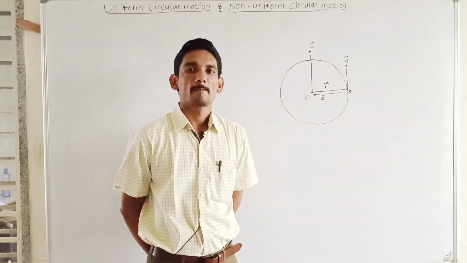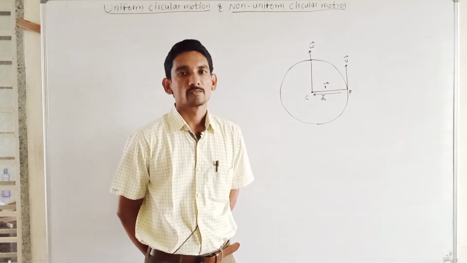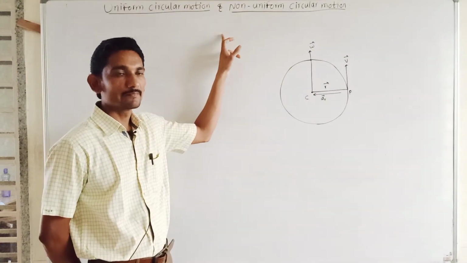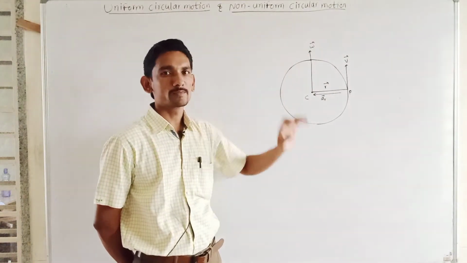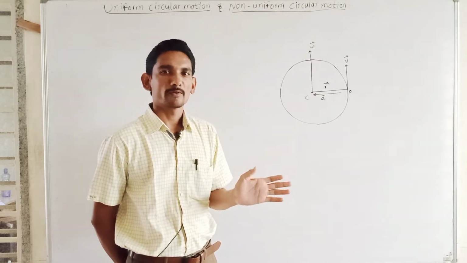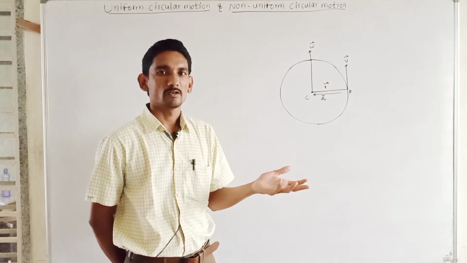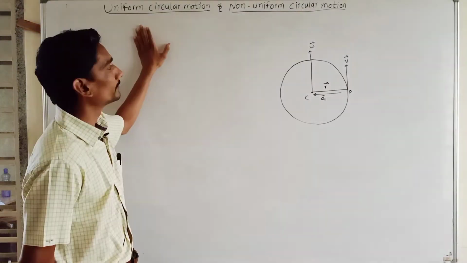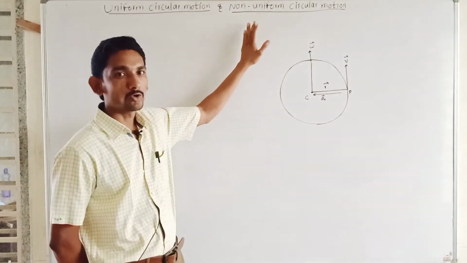Hello students, in today's lecture we are going to discuss uniform circular motion and non-uniform circular motion. Circular motion is the motion of an object along the circumference of a circle, but when it is uniform and non-uniform.